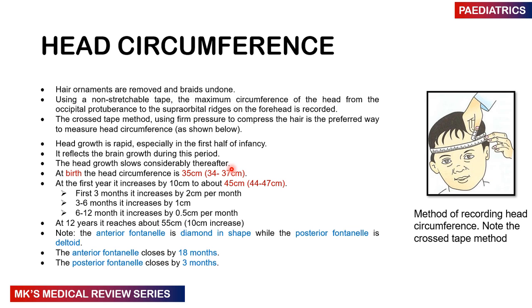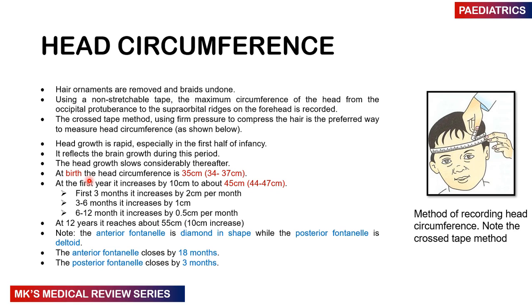What about head circumference? Remember that here you must remove any hair ornaments, you must remove any braids, they should be undone, and you should use a non-stretchable, non-elastic measuring tape. We should measure the maximum circumference from the occipital protuberance to above the supraorbital ridge of the forehead, and you should actually cross the tape. Just like this is being depicted in this picture, the tape should cross each other. And of course, remember that the head grows rapidly, especially in the first year of infancy. This is because in the first 2 years, that's where you have the maximum growth of the brain. And the head growth slows afterwards.